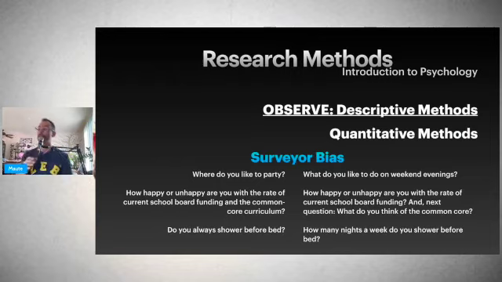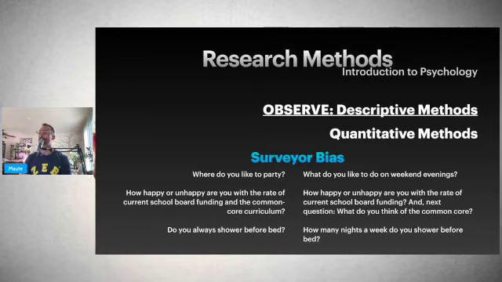All right, now we're talking about surveyor bias. Look at these questions and just think about what kind of answers they evoke. The difference between where do you like to party? Well, that assumes that you party. Don't you think a more neutral way of asking that would be, what do you like to do on weekends and evenings?